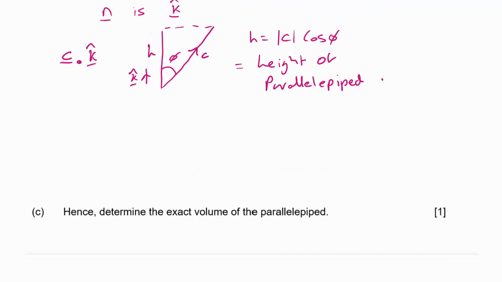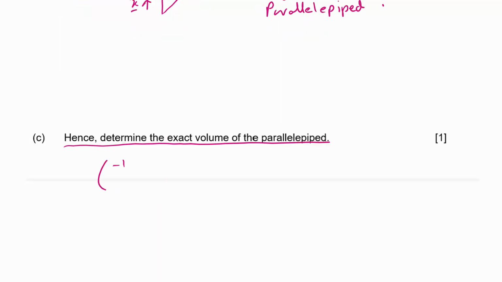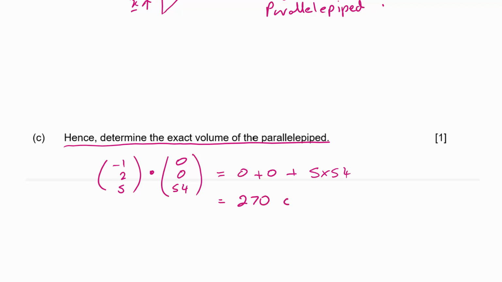Hence determine the exact volume of the parallelepiped. Well, C was -1, 2, 5, and the A cross B was 0, 0, 54. So that's going to be 0 plus 0 plus 5 times 54, which is equal to 270 cubic units.